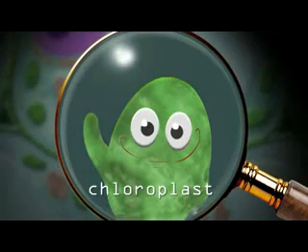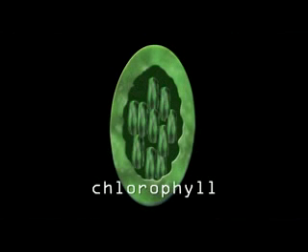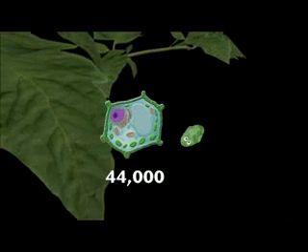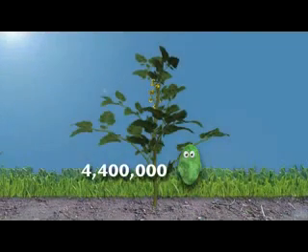Well, that's a special plant organelle inside the leaves of plants called a chloroplast. It's green because of a special light-absorbing pigment called chlorophyll. Each leaf has about 44,000 cells, and every cell can have anywhere between 20 to 100 chloroplasts. That's up to 4,400,000 chloroplasts.